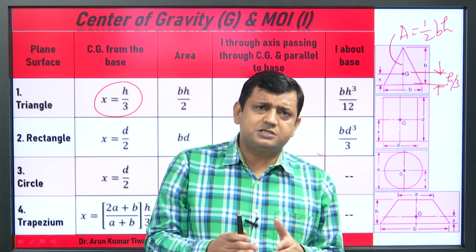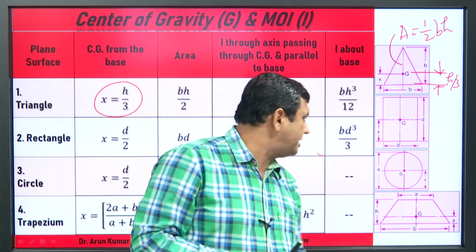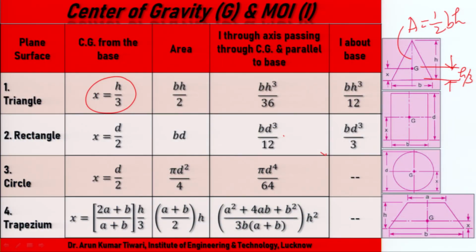So we know the common surfaces; now we take a rectangle. In the case of the rectangle, the CG is at d by 2. What is the area? The area is b into d. Then from the base, the moment of inertia is b d cube upon 12.